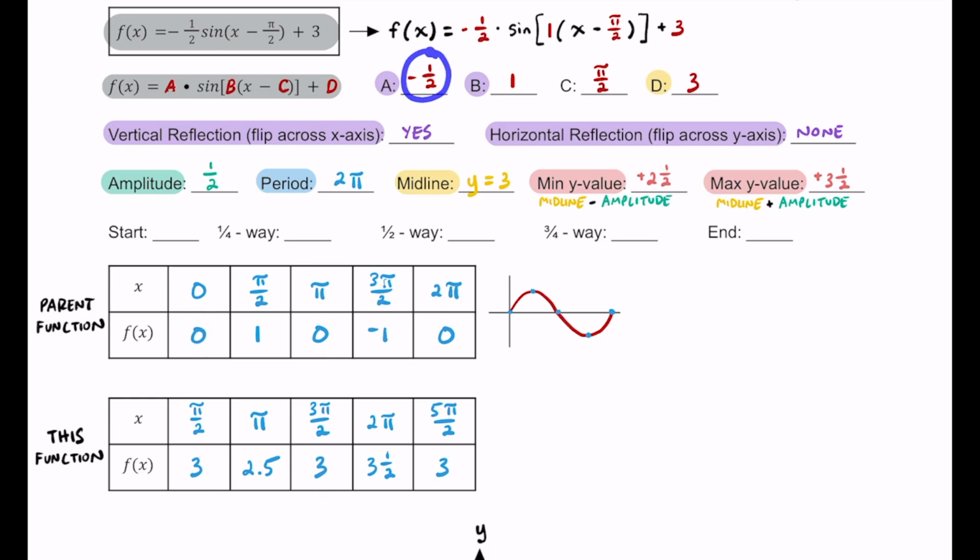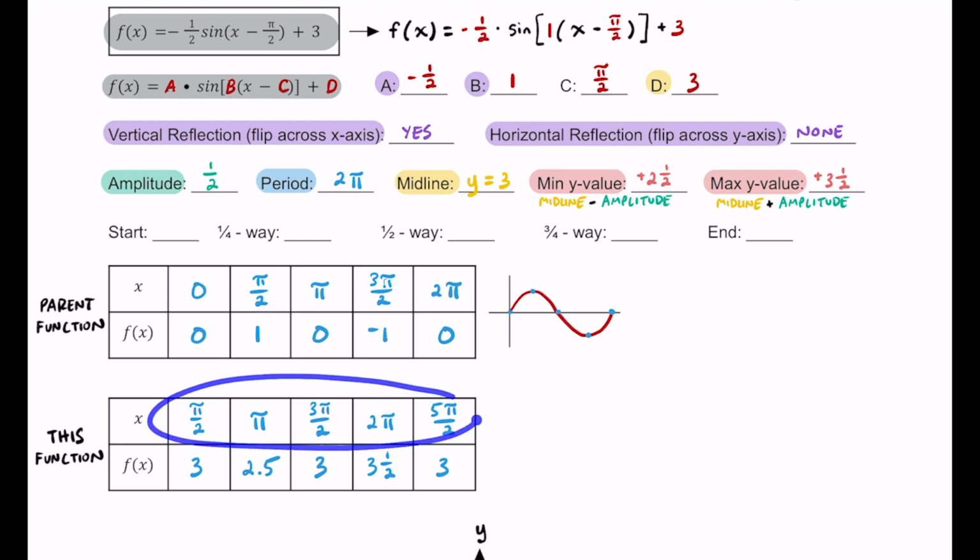Because we had a negative a value over here, that caused this vertical reflection. Notice how we went from going up here to going down, then we went down while we went up, then we went down when we went up over here, and then we went up when we went down over here. So in terms of the direction that we're moving, everything is being flipped.